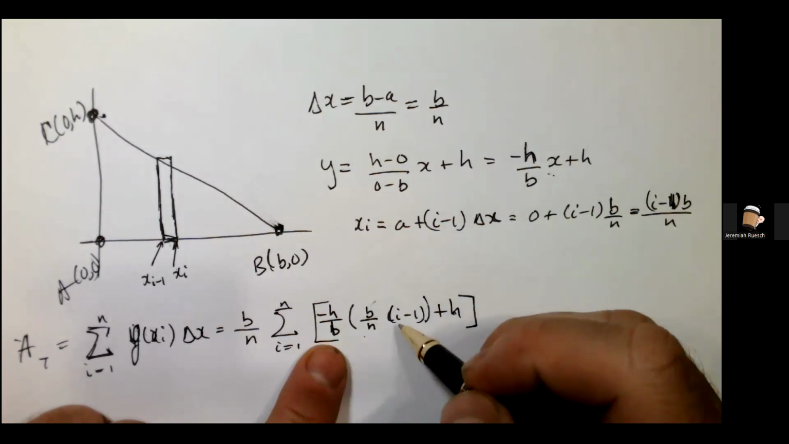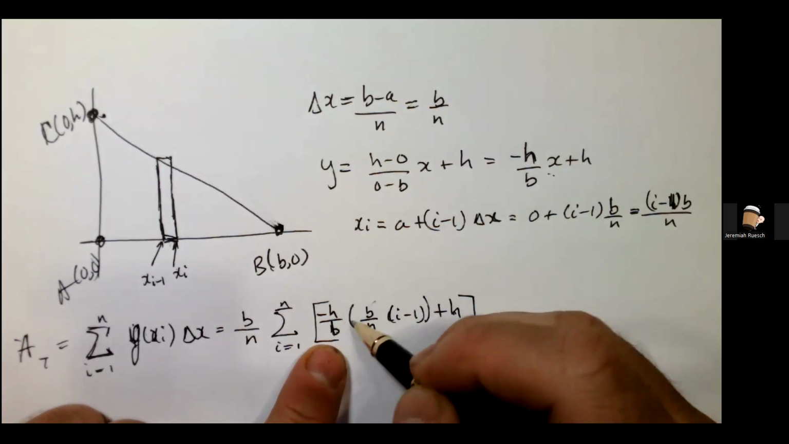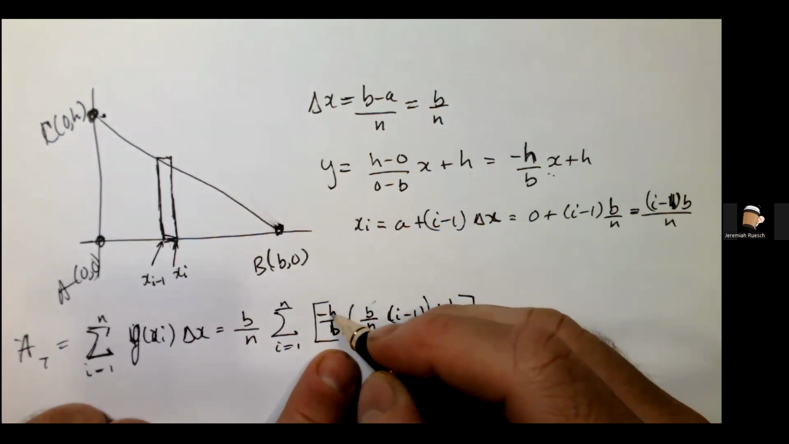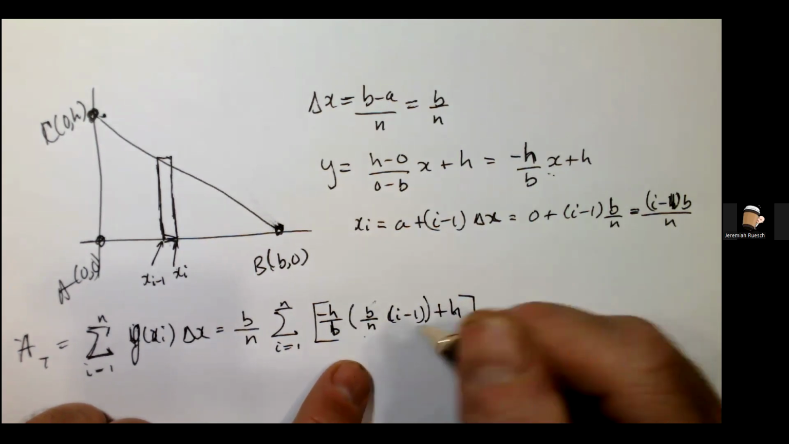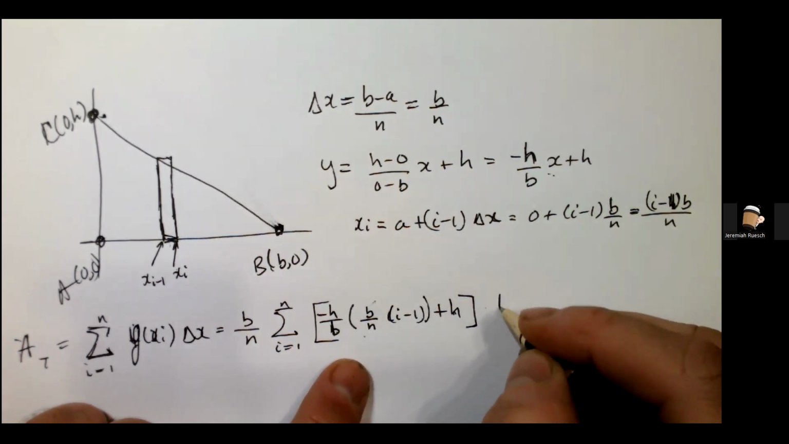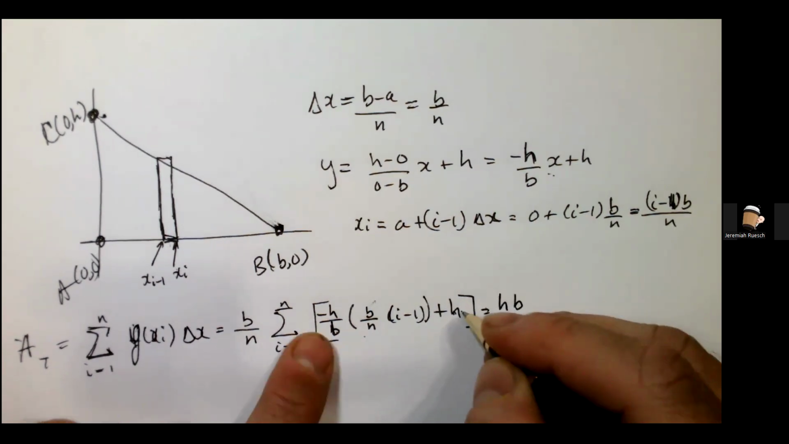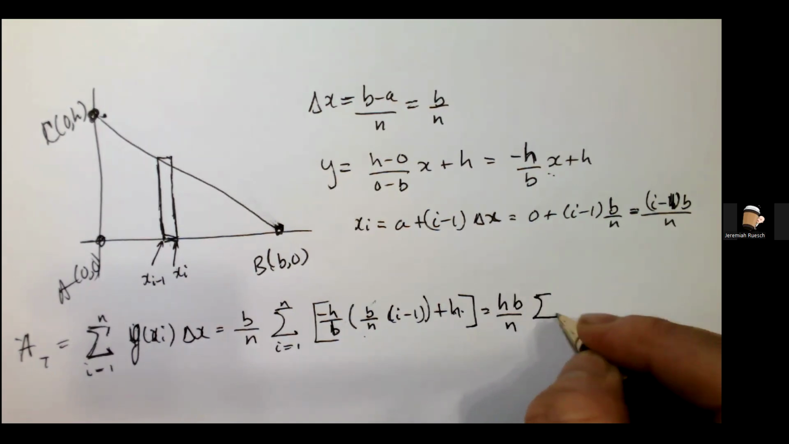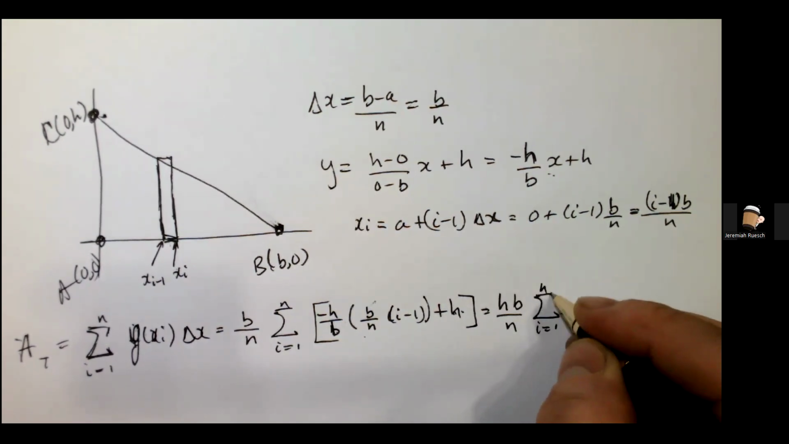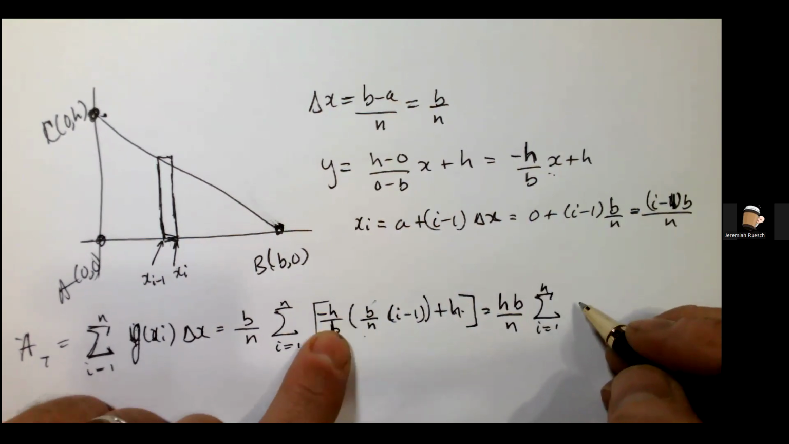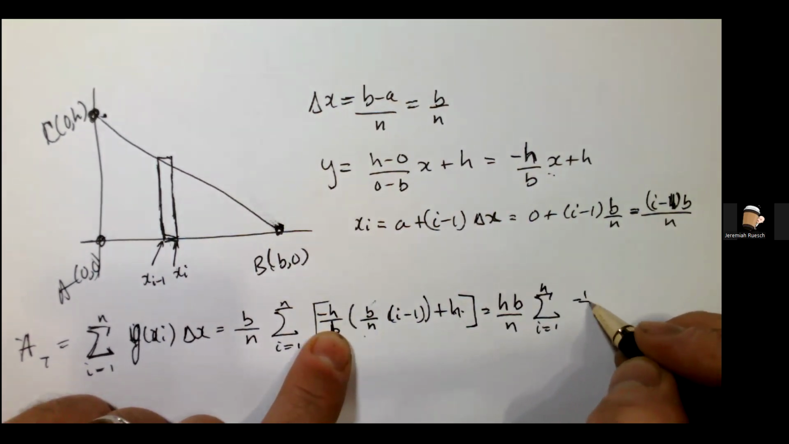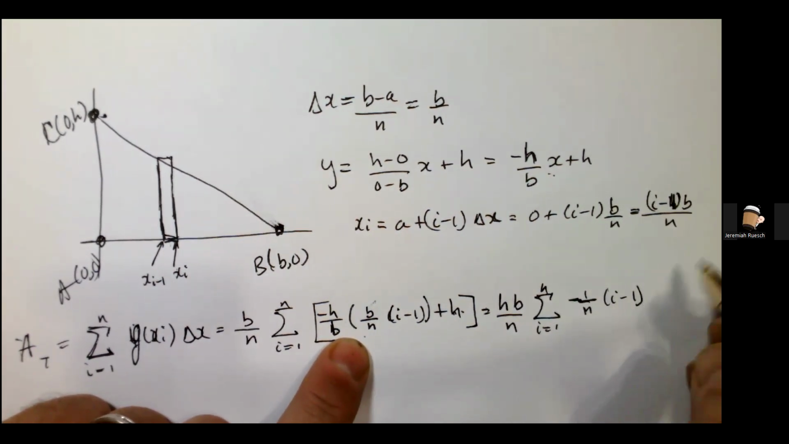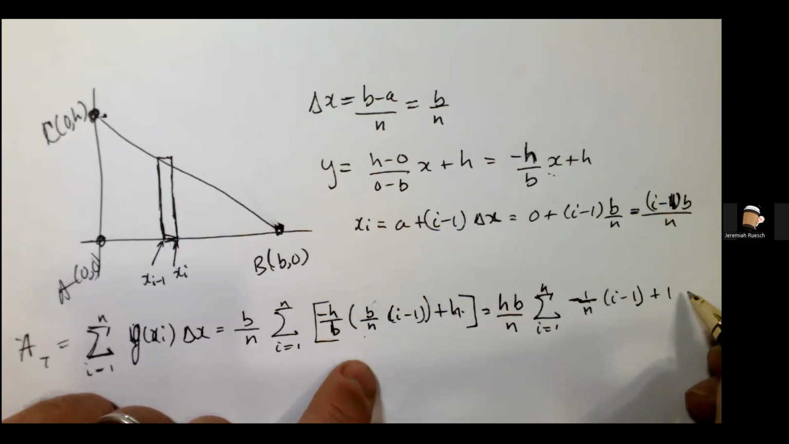So, and then what can I do? I can distribute, the b's cancel, and I can distribute that negative 1 over n through. Okay, so I have equals hb, the h coming from both of these terms, over n. We have a sum, i equals 1 to n. The b's cancel. I'm left with negative 1 over n, (i minus 1), plus 1.